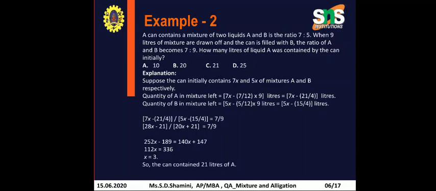So the can contained 21 liters of A. You have to multiply this 3 by 7, since 7 is the ratio of the liquid A in the can. Okay, so your correct answer is option C, 21.